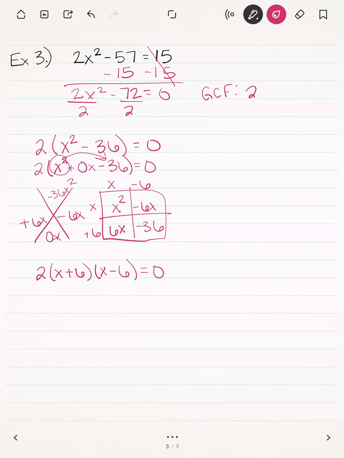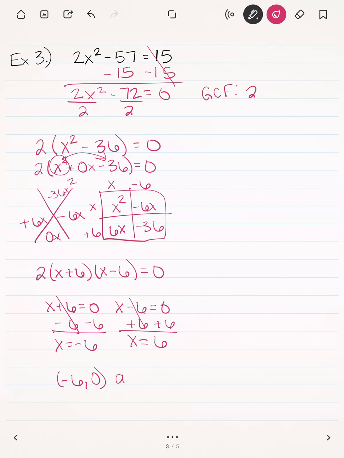Well, now I need to solve for x. Again, I don't have to set the GCF equal to 0 because it does not have a variable. So I get x plus 6 equals 0, x minus 6 equals 0. This first equation, I subtract 6 from both sides. The 6's cancel out. I get x equals negative 6. The second equation, I add 6 to both sides. The 6's cancel out. X equals a positive 6. So my x-intercepts are negative 6, comma 0, and positive 6, comma 0. So x-intercepts right there.